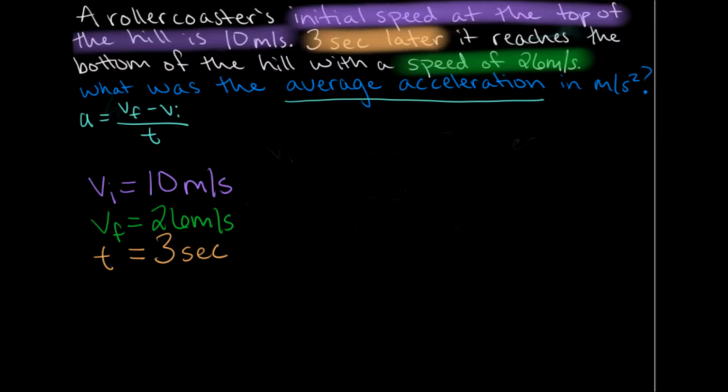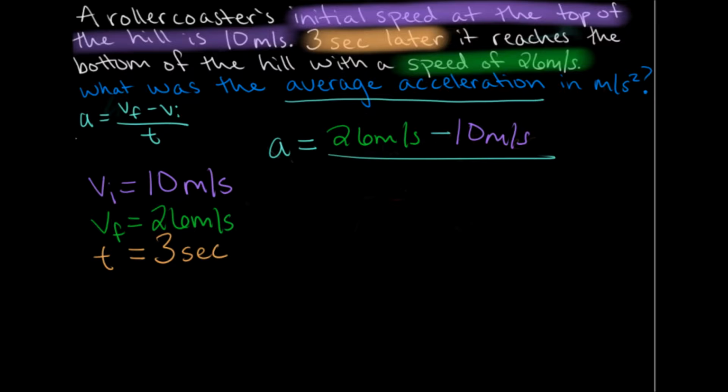So I'm going to start filling in those numbers. Acceleration equals final velocity. So I look down here, my final velocity is 26 meters per second, minus my initial velocity, which we know is 10 meters per second, all over the time, which we read in the problem to be 3 seconds. Okay, now if you notice, they want it in meters per second squared, and they're already in meters per second, and my time is in seconds. So I don't have to convert on this problem, which is very nice.